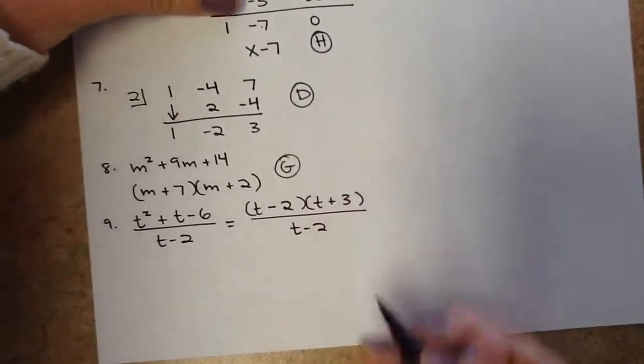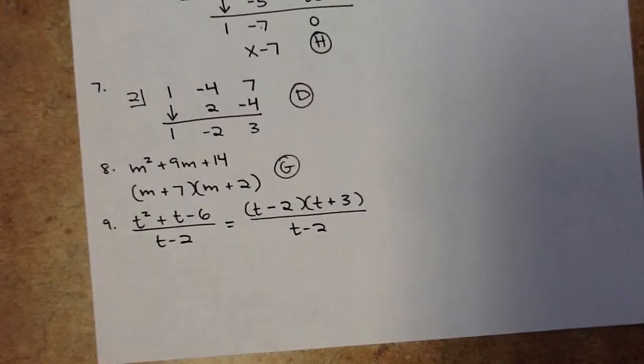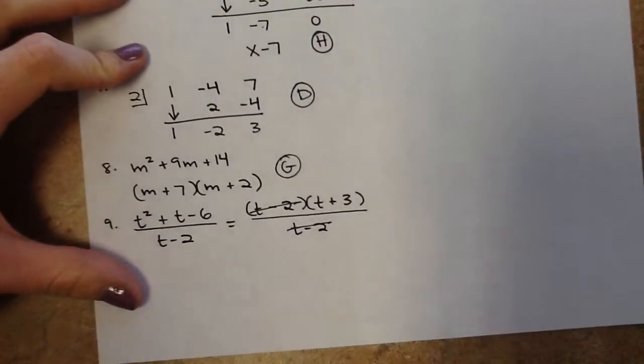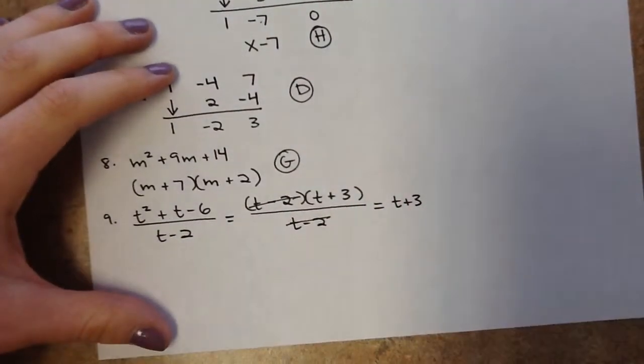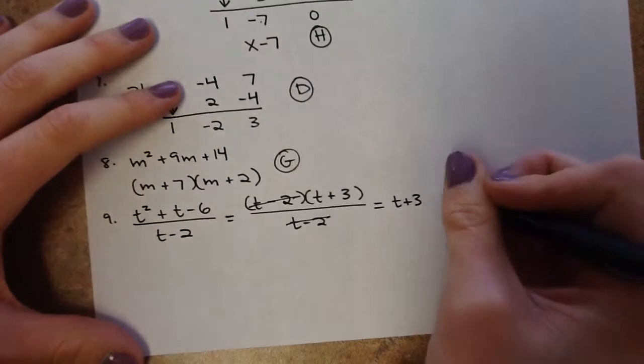over t minus 2. So this works just like number 6 did, the first way that I showed you. t minus 2 over t minus 2 is just 1. So it's like I have 1 times t plus 3, which of course is just t plus 3. It's letter D.